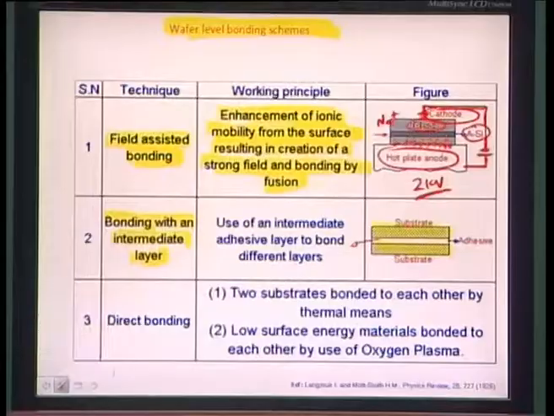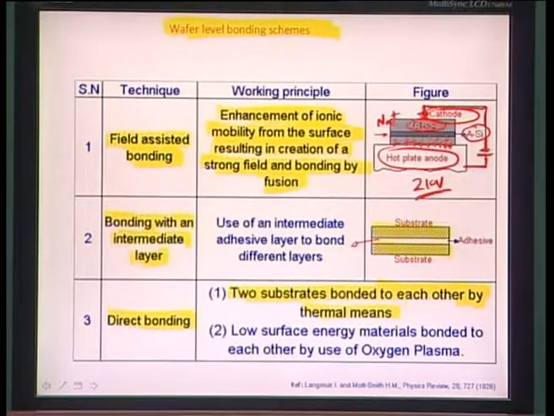Another scheme which is used is direct bonding, wherein the two substrates are bonded to each other by thermal means. Essentially it just means you take two glasses, or you take a silicon and a glass and keep it under pressure and temperature so that the lattice gets bonded to each other at different places at a sufficiently high temperature, let us say about 400 to 500 degrees Celsius.